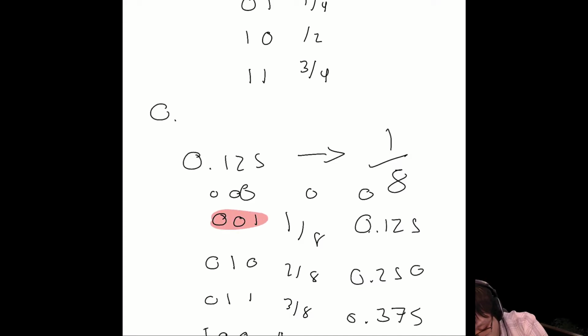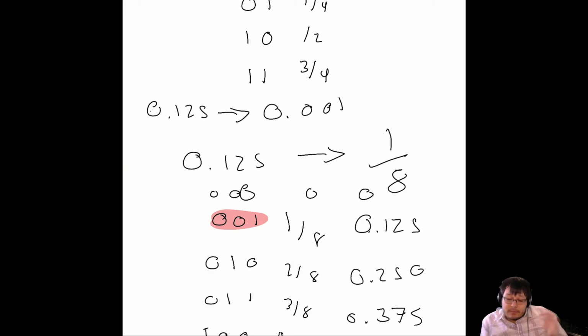So 0.25, or sorry, 0.125 in binary would be 0.001. Okay, so it's a little tricky. Take some time to get used to, but you will see that this is pretty good.